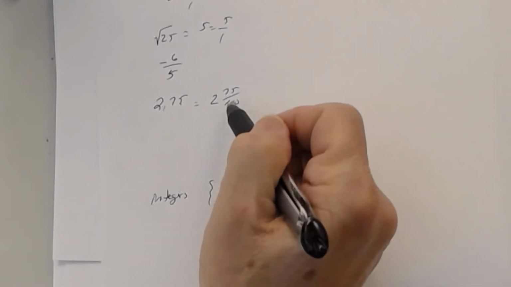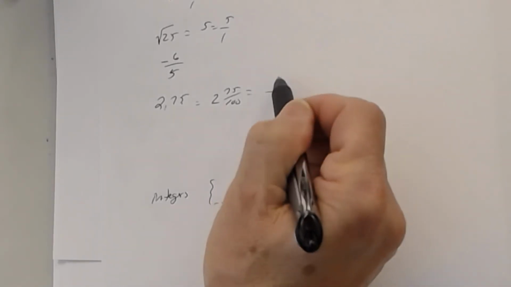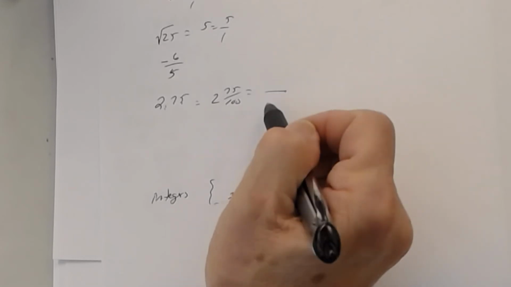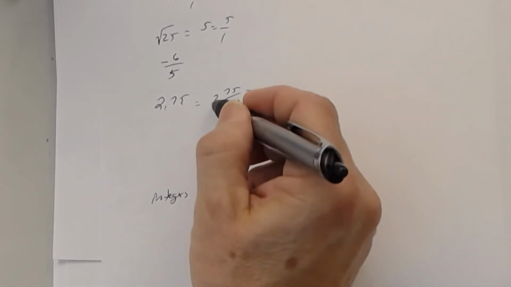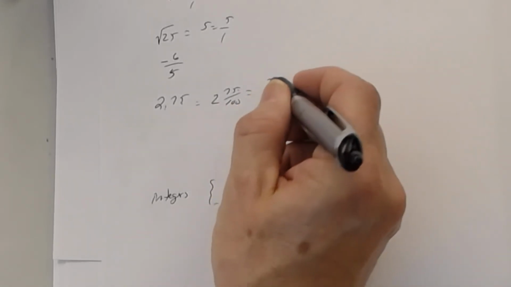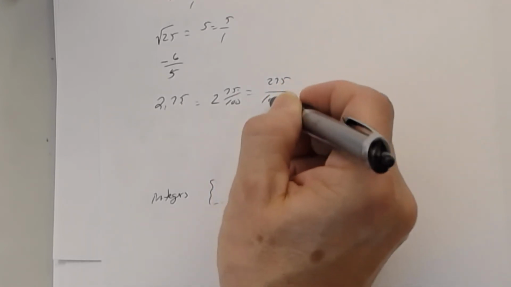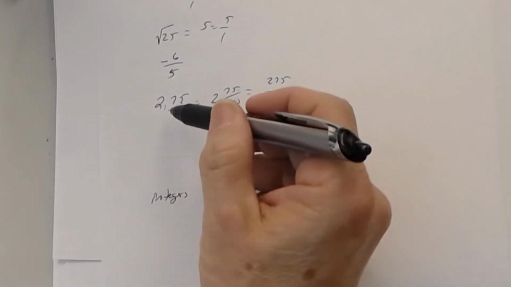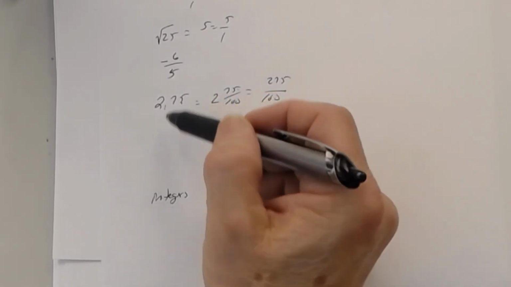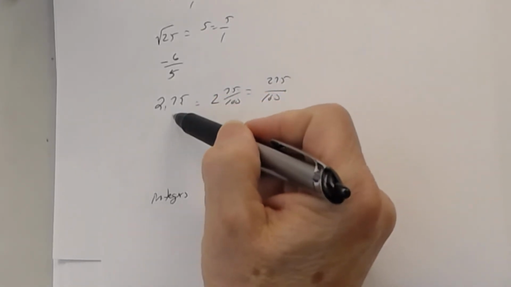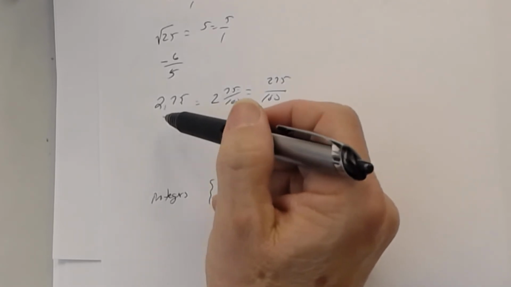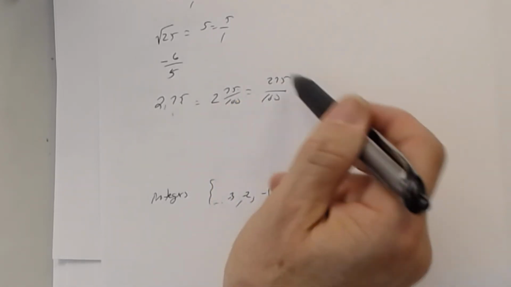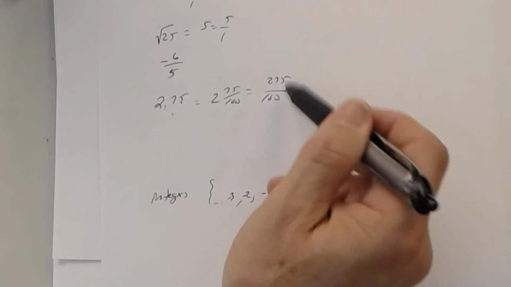And then notice that's a mixed number, and I can write a mixed number as an improper fraction. 100 times 2 is 200. 200 plus 275 is 275 over, and this will be 100. So I have an integer over an integer. So any terminating decimal, a decimal that terminates, is a rational number, because you can always write a terminating decimal as an improper fraction.